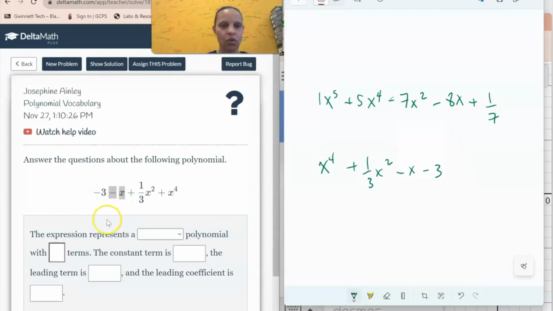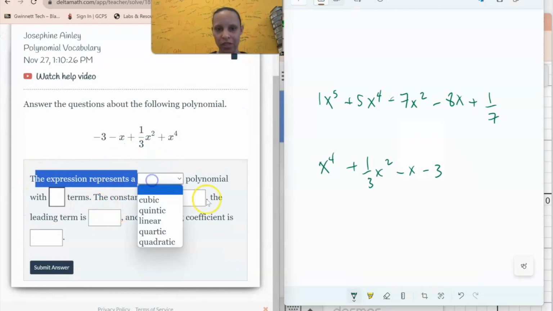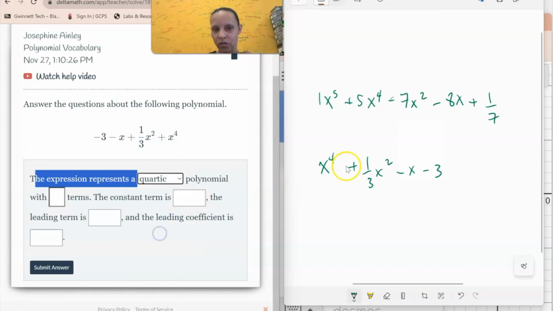And once you have it in order, then you can answer the question really easy. What kind of polynomial is it? So you look at the highest degree. Is it cubic, 3, quintic, 5, linear, invisible 1, quartic, sorry, I might say that wrong, which is 4, or quadratic, which is 2? It's 4. So this lead-in term tells you the polynomial, which is 4.